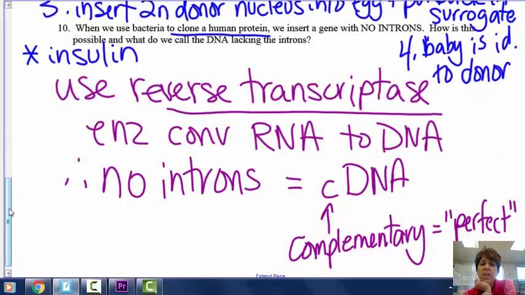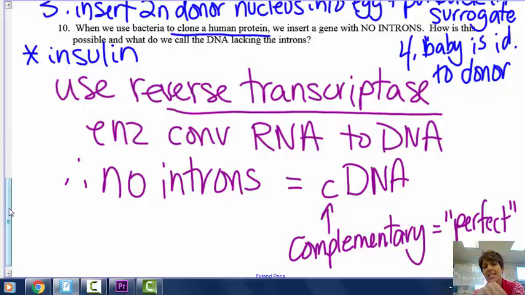All right. When we use bacteria to clone a human protein, we insert a gene with no introns. How is this possible, and what do we call the DNA that's lacking the introns? So what we do is a process called reverse transcription. If you start with the mRNA, the introns have already been taken out. So if you take the mRNA and then put it back to DNA, that's reverse transcription, and it uses an enzyme called reverse transcriptase.